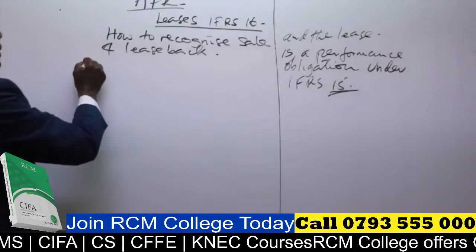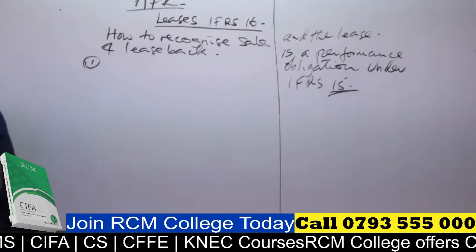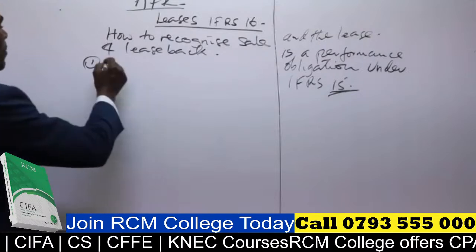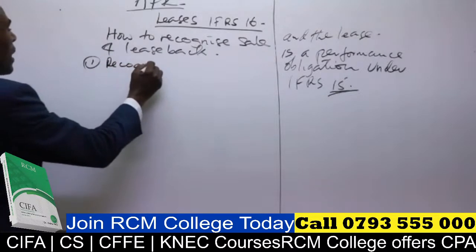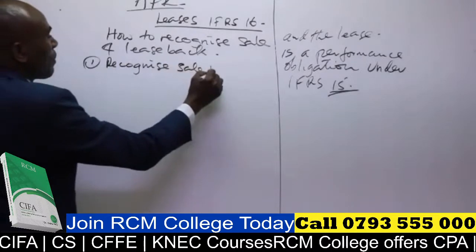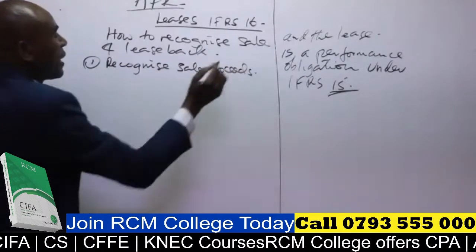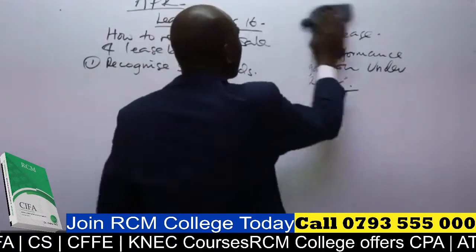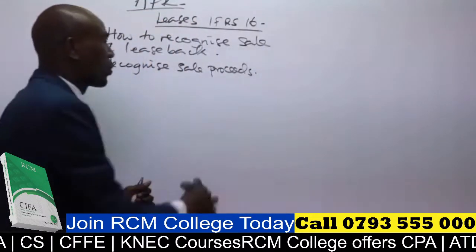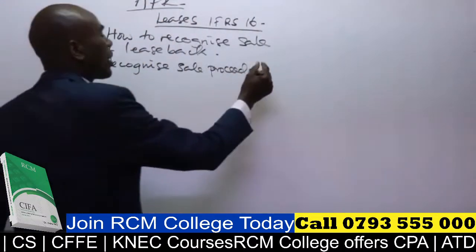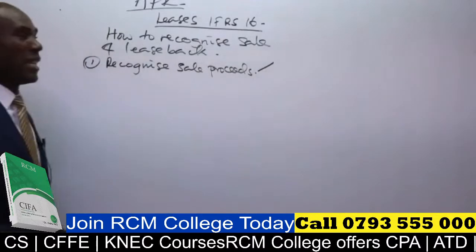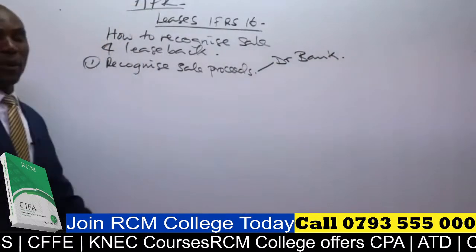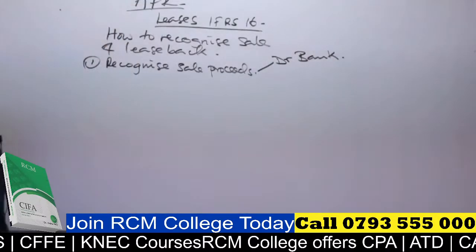Number one, listen very carefully because we are going to use this for questions. Number one, recognize sell proceeds. Remember, the asset was yours and you are selling it. Therefore, number one, you recognize sell proceeds. How do I recognize sell proceeds? Because I'm selling an asset, you debit what? Bank. You debit bank, you are receiving money.